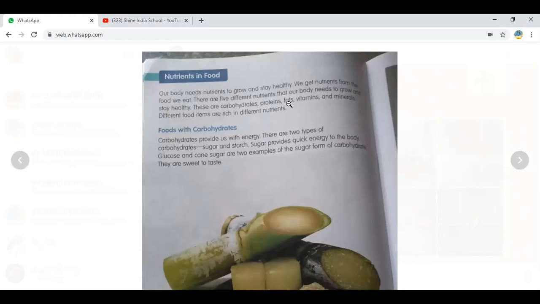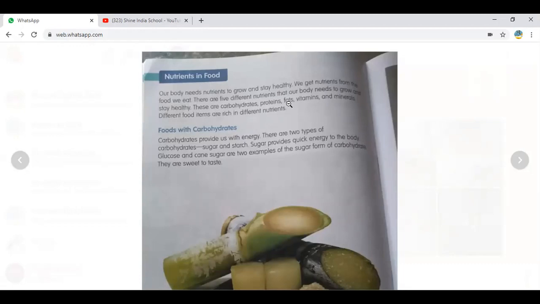That is clear? Yes. Next point. We get nutrients from the food we eat. From where are we getting the nutrients? Whatever we are eating. If we are eating rice or chapati or bread or burger, biscuit, chocolate, whatever you eat, from that only we can get the nutrients. Next point. There are 5 different nutrients that our body needs to grow and stay healthy. In our body, we are having 5 types of nutrients.